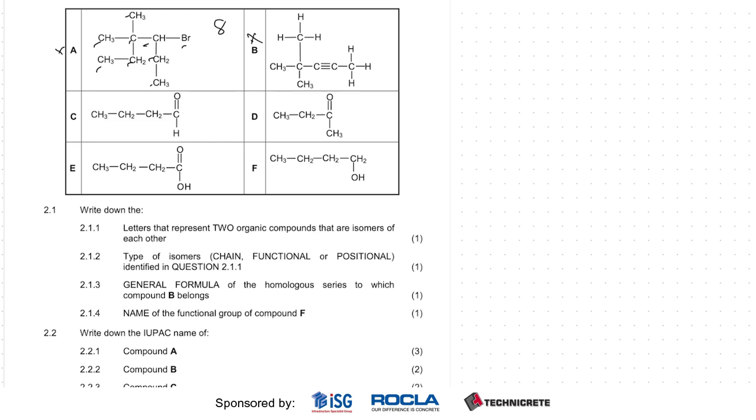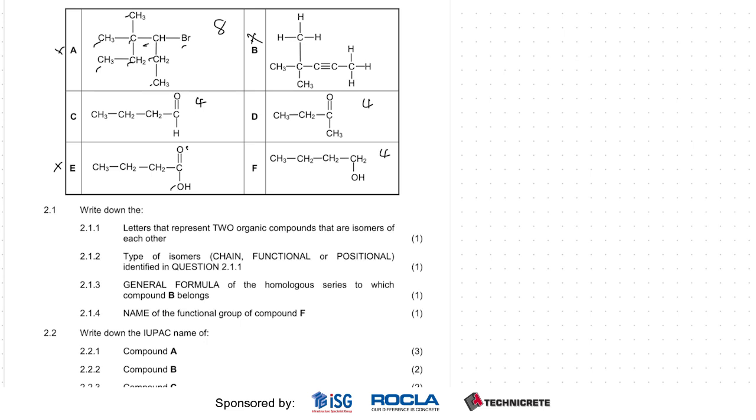Okay, let's have a look at C. So C has 1, 2, 3, 4 carbons. D also has 4, so that's a good start. F also has 4. And now E has got 2 oxygens. There's an oxygen here and oxygen here, and no other molecule has any oxygens. So that's not an isomer with anything. So it's between C, D, and F.